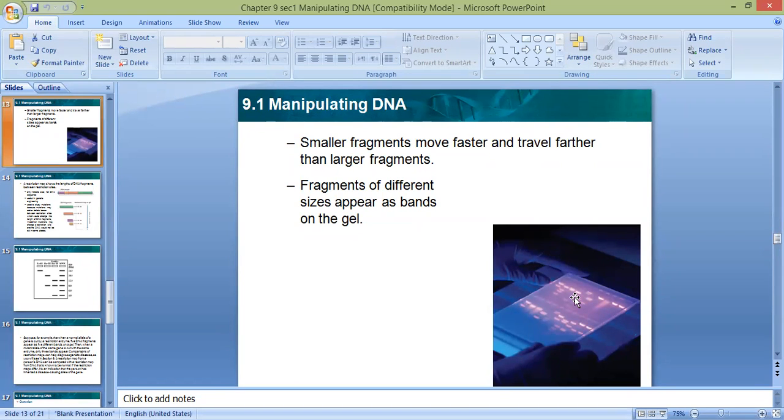Do you understand? Do you remember now what a restriction map is? Any questions? Okay.